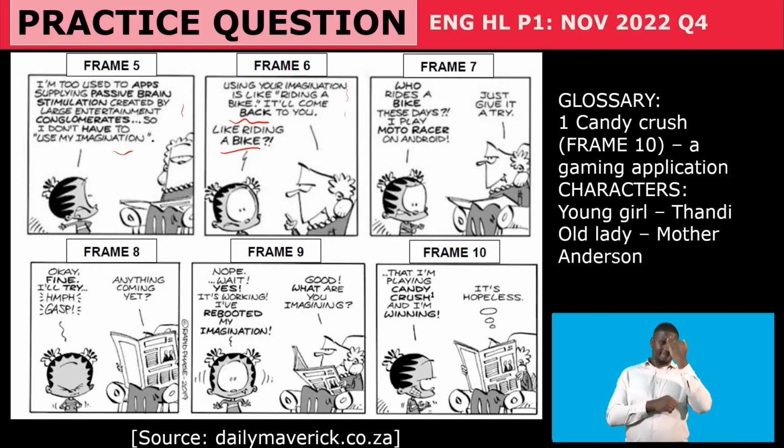In frame 7, who rides a bike these days? I play Motor Racer on Android. And Mother Anderson replies, just give it a try. In frame 8, okay, fine, I'll try. Another ellipsis and then some onomatopoeia, and gasp. Thandi seems quite upset if we look at her body language, and there are also some action lines. Anything coming yet? Nope. Wait. Yes, it's working. I've rebooted my imagination.